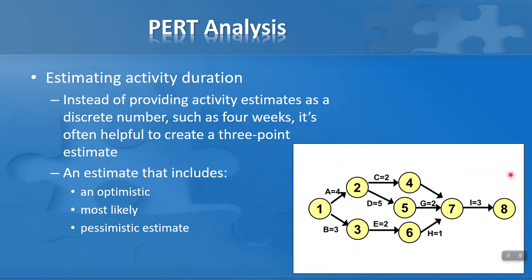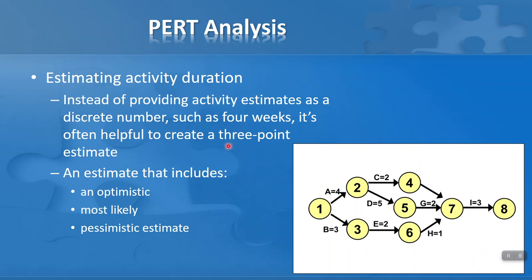So PERT analysis is very useful for helping us estimate activity durations. We saw in our project network diagram, like the one at the bottom right here, that each activity, which is a letter on an arrow, so this is the activity on arrow method, is given a duration. And so how do we estimate that? A project manager will use this information to create a Gantt chart and a schedule for a project, so he or she will need to know the duration of each task on that chart.